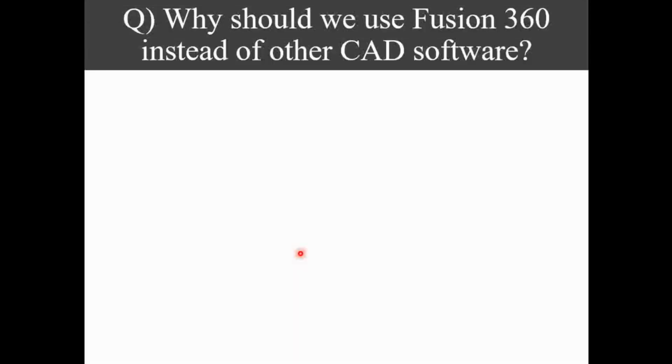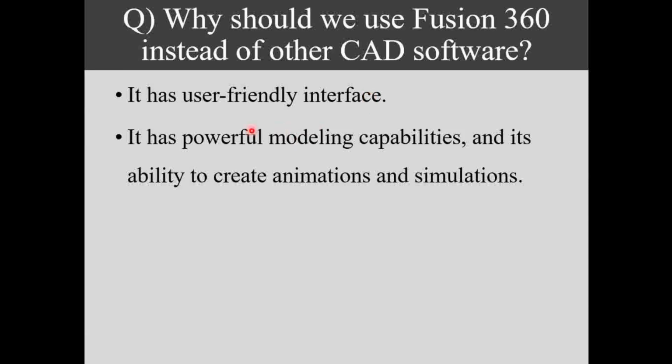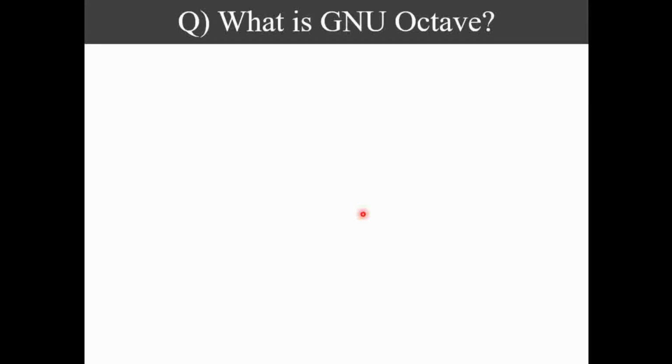Next question, why should we use Fusion 360 instead of other CAD software? Other CAD software are also useful to create 3D structures, and Fusion 360 is also useful to create 3D structures, CAD CAM structures. So why do we have to use Fusion 360? Here you can observe some unique features. That's why most persons are using it. It has a user-friendly interface, easy to understand. It has powerful modeling capabilities and the ability to create animation and simulation. That's why it is much more favorite, and most persons are using Fusion 360 instead of other CAD software.